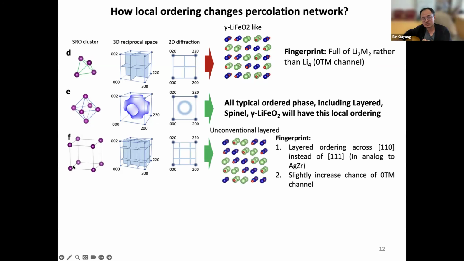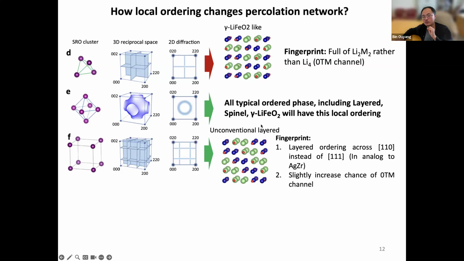The third one is kind of interesting because we didn't find any bulk structure for metal oxide. It's a special layering going on. Instead of layered order in the 1-1-1 direction of a cubic lattice, you have the layered ordering in the 1-1-0 direction of the lattice. But we did find a paper a long time ago talking about the FCC ground state of intermetallics. In that case, we found silver zirconium. There is a phase of that having this kind of unconventional layered structure. Because of that, you're going to have bulk composition which is a 1-1 ratio in the cube. This will slightly increase the chance of a 0TM channel.